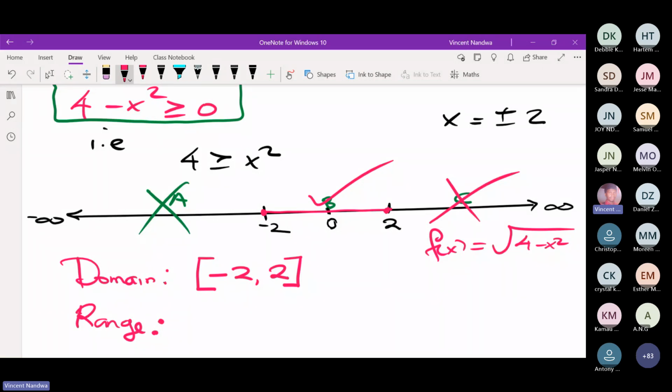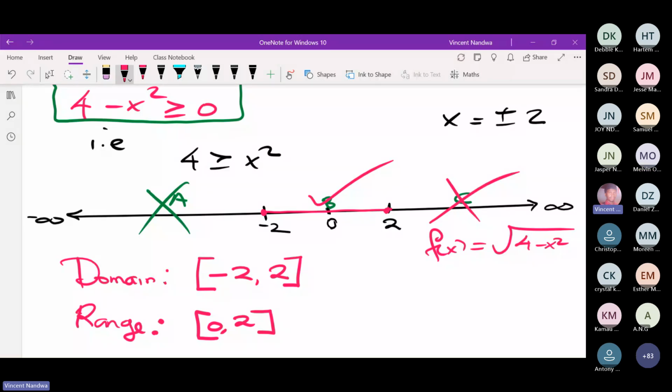So now, the square root of 4, from your calculator, what does it display when you say root 4? 2. So therefore the range will be from 0 to 2, once our domain is from -2 to 2.